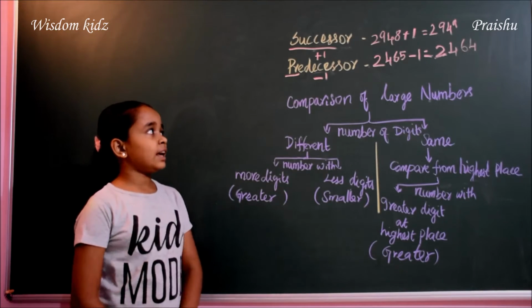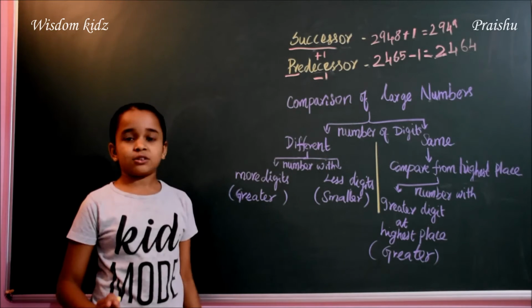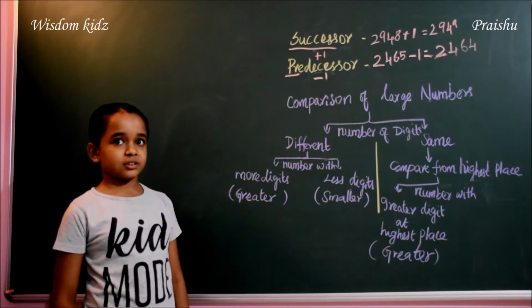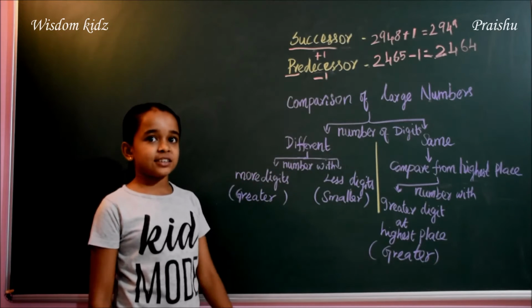Now we will see comparison of large numbers. It is very easy to compare large numbers. We have to follow the rules. There are 3 rules. First, check the number of digits in them.